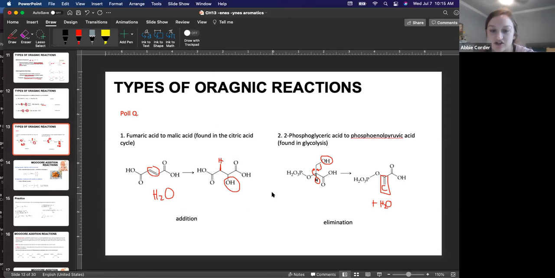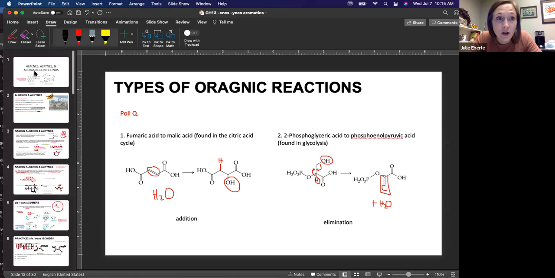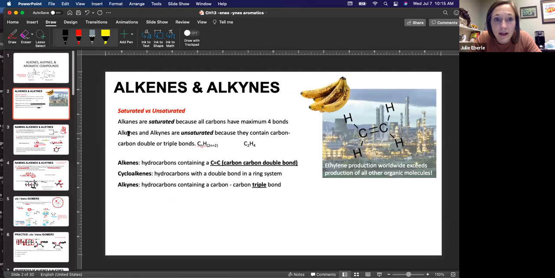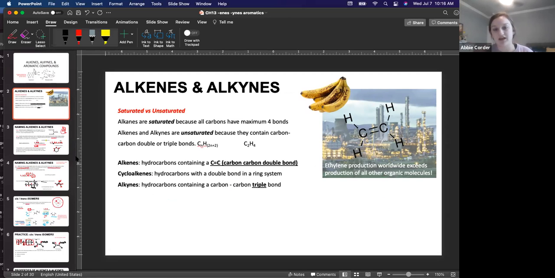So did you say unsaturated was one that has a double or triple bond to a carbon? Yes, that's all the way back on slide 1. Alkenes and alkynes are unsaturated because they have a carbon double or triple bond. Okay, thank you.